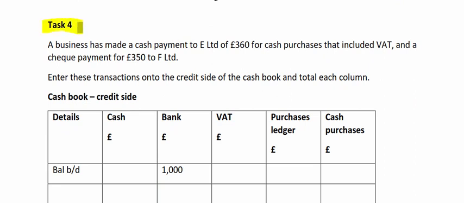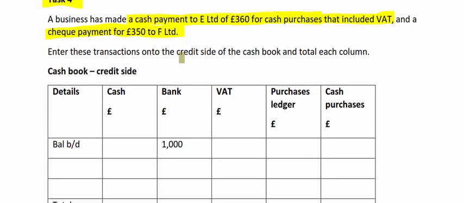Well, task 4: a business has made a cash payment to E Limited of £360 for some cash purchases, and that figure included VAT, and a cheque payment for £350 to F Limited. Enter these transactions onto the credit side of the cash book. So the credit side of the cash book is going to be cash coming out of the bank account, which would make sense if we're making payments.